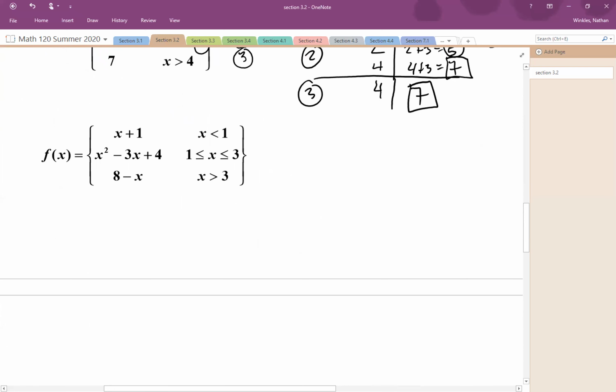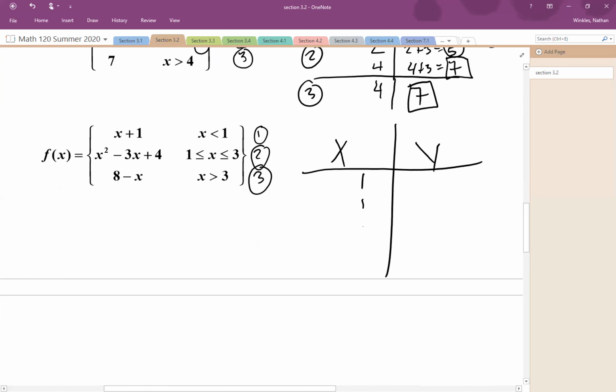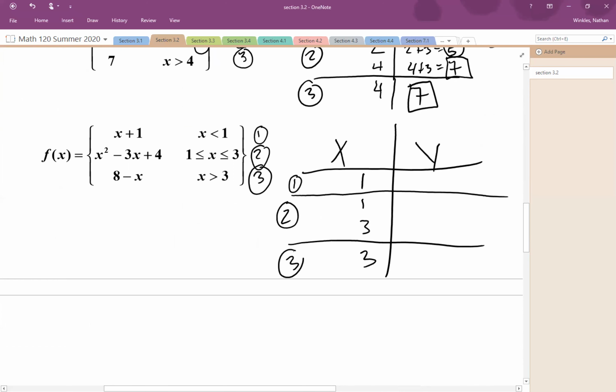So we're going to do something very similar in this case right here. Again, we got equation 1, equation 2, and equation 3. So my breaking points are at 1 and 3. My first one is for equation 1, my second two are equation 2, and my last one is equation 3. So when I plug 1 in the first one, I get 1 plus 1, which is 2. When I plug it into the second one, I get 1 minus 3 plus 4. So 5 minus 3 is 2.